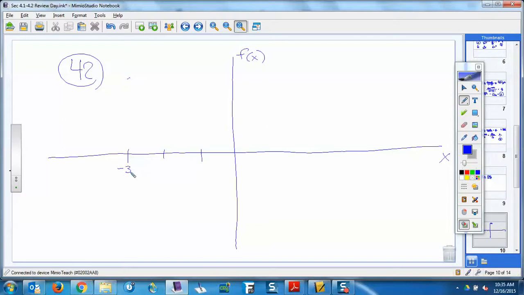Has a range of -infinity to 2. So there will be nothing above 2 in this graph. Okay? F of -1 equals 0. What's that tell me? There is a point, right, at -1, 0. I know it tells me everything. But, okay, f of 0 equals 0 is that point, and f of 5 equals 0 is that point. Okay? So I know those points.